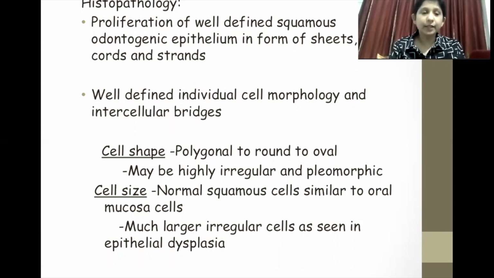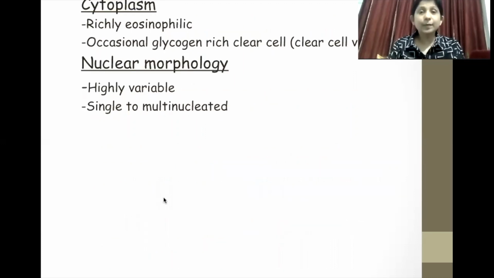Sometimes you can find irregularly large cells. The cytoplasm will be richly eosinophilic. Now we know that usually the cytoplasm is pink in color, that is, stained by eosin. So sometimes you can see clear cell change. So there is a variant of COT called the clear cell variant of COT.